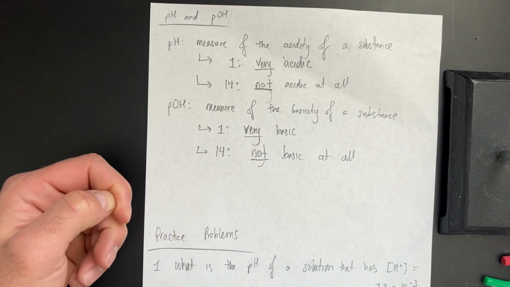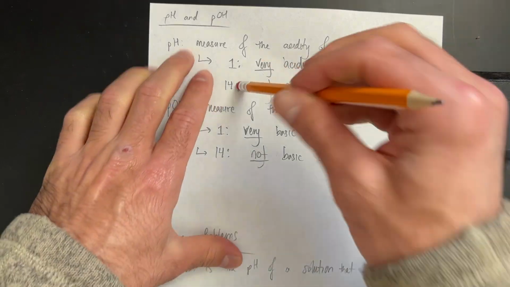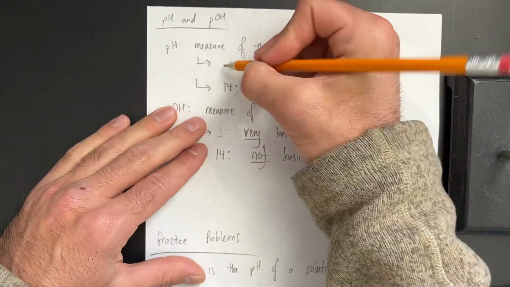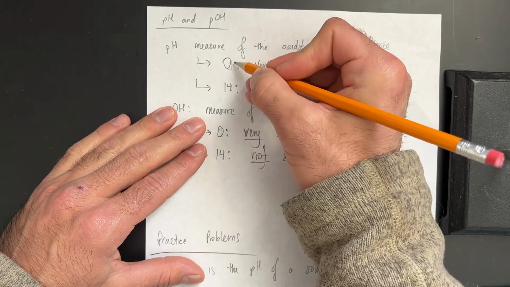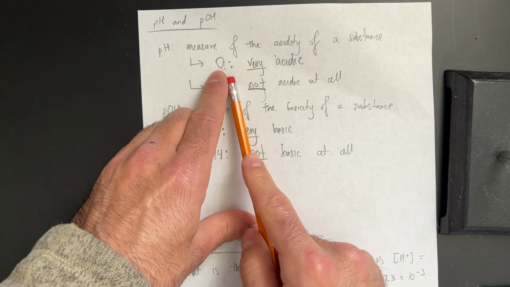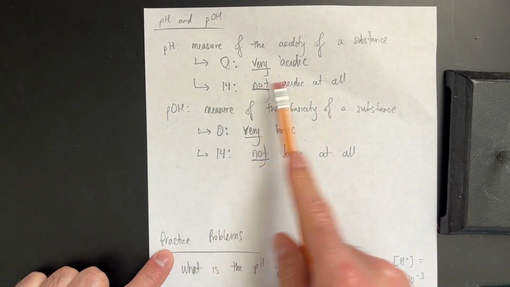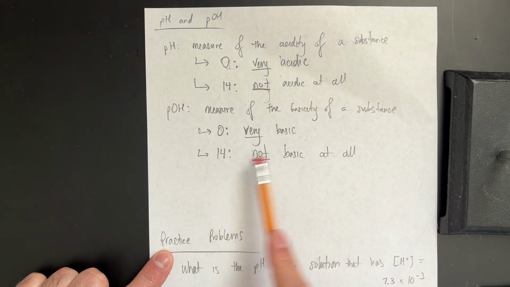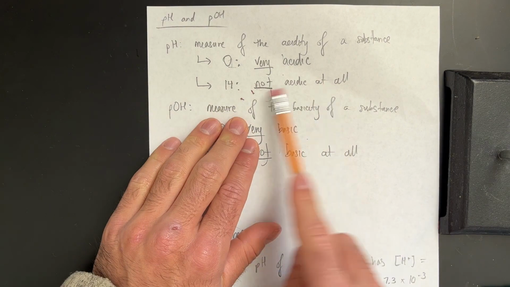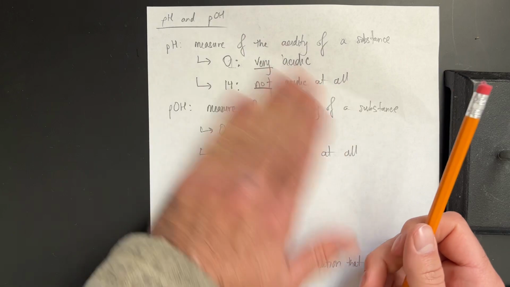Actually, I guess it could go 0 to 14, to be honest. So maybe I should change this to 0. Though not very theoretically possible. But yeah, actually, it is theoretically possible, but it depends on the substance. Anyways, tangent. 0, very acidic. 14, not acidic at all. I'm sorry, I haven't gotten to pOH yet.